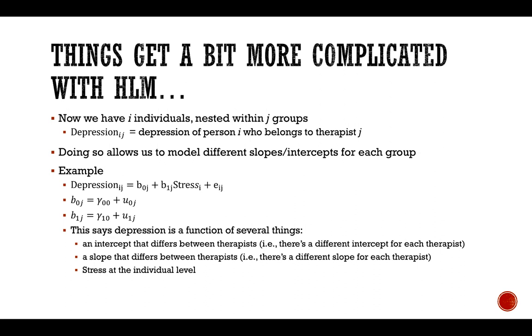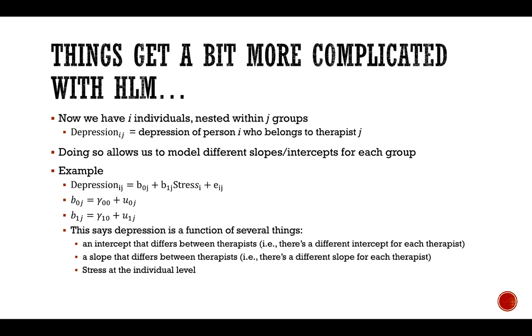The reason why they call it hierarchical linear models or multi-level models is that we had a B0 sub J, and that now gets its own level. B0J is equal to gamma 0,0, which is the grand or average intercept, plus U sub 0J. All that's saying is that we've got an average intercept, and each therapist, again, therapist is J, has its own deviation.